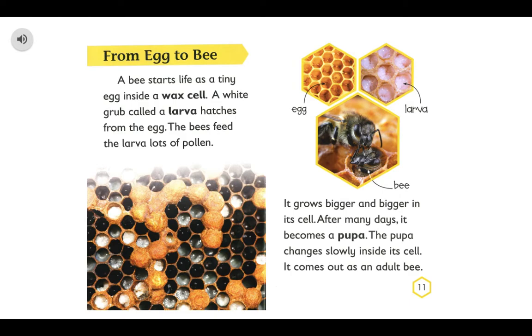After many days, it becomes a pupa. The pupa changes slowly inside its cell. It comes out as an adult bee. Wow, that's crazy.